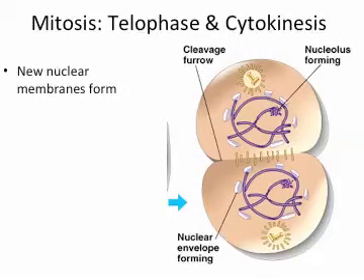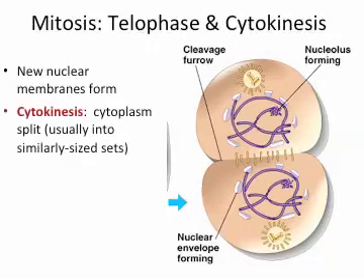So at the end of mitosis, telophase and then cytokinesis, you're going to get a new nuclear membrane forming around the chromosomes of each daughter cell. And then cytokinesis is when the cytoplasm actually splits. So each new daughter cell gets about the same amount of cytoplasm.